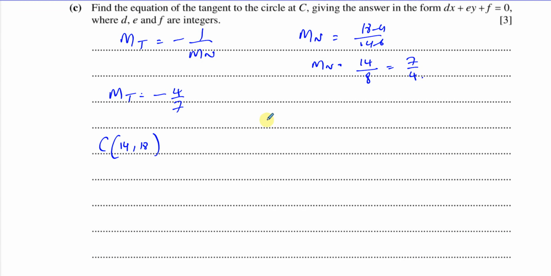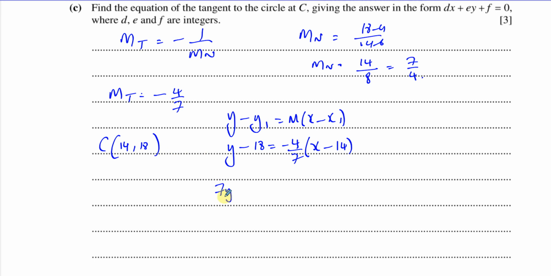So now I can work out using my formula, which I prefer, y minus y1 equals m times x minus x1. So you have y minus the y value, which is 18, equals m, which is -4 over 7, times x minus the x value, which is 14. So now when you want to rearrange this, because we want to write it in this form here, where d, e, f are all integers, what I'll do at this stage is multiply everything by 7. That'll get rid of the fraction.